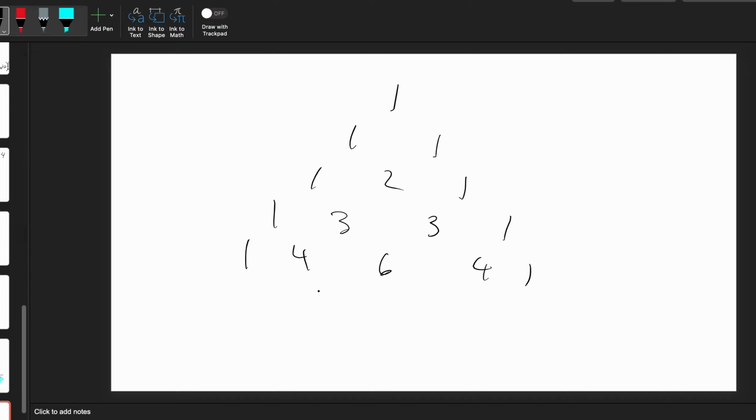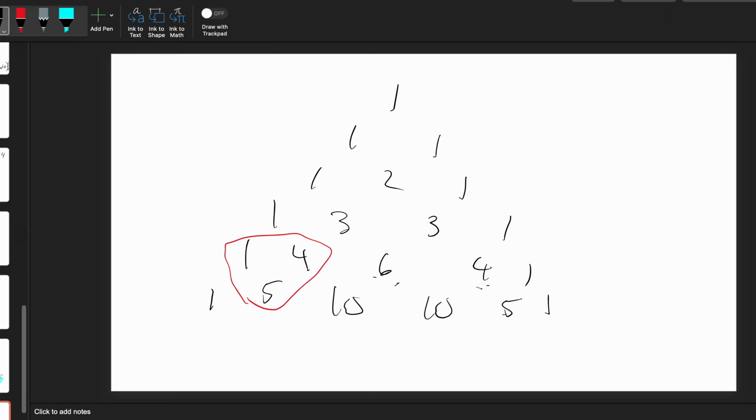You might want to pause the video and try to figure out, okay, what's the next row? I'll give you a second to do that. All right, here's the answer. You start with 1s on the sides, and to get the next element, you just look at the above two elements. So 1 plus 4 is 5. 4 plus 6 is 10. 6 plus 4 is 10. And 4 plus 1 is 5.